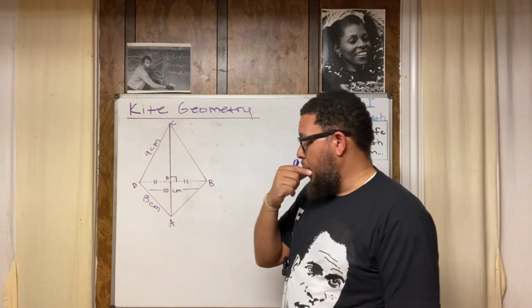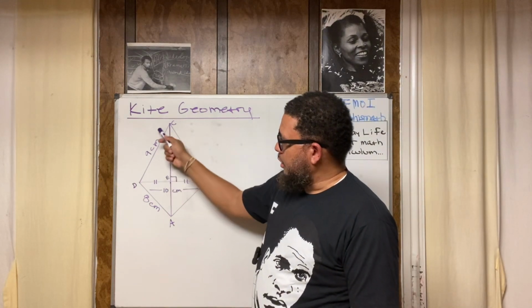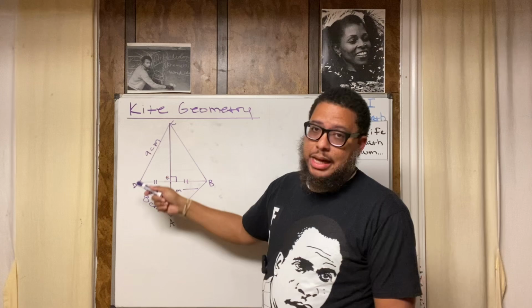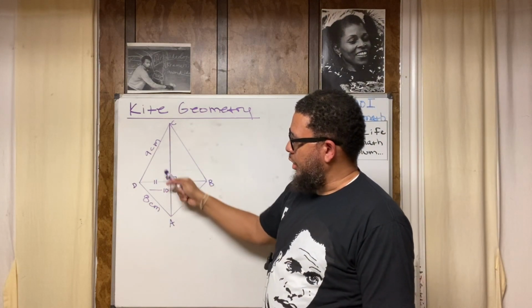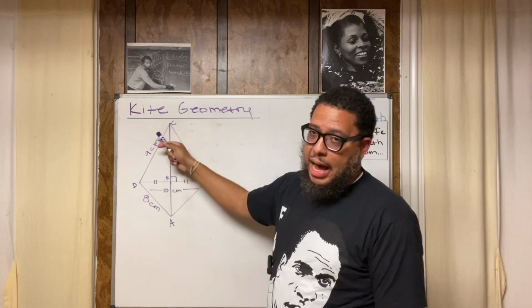Now, something else I know. I know that in this right triangle, this segment is 9 centimeters. We call that the hypotenuse. That's the name for that. The side that's across from the right angle. That's the right angle. That's the side across from it. That's called the hypotenuse.